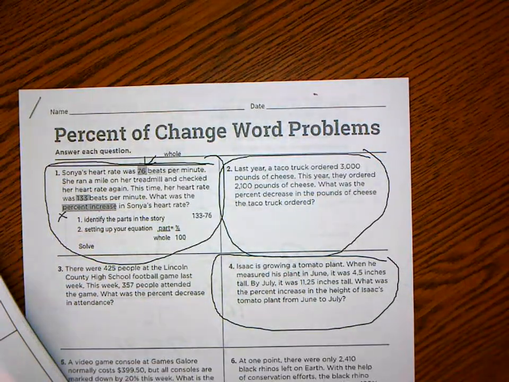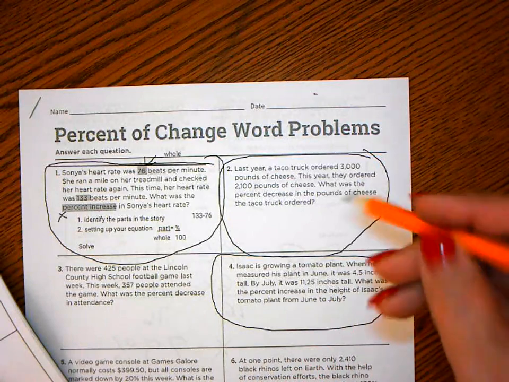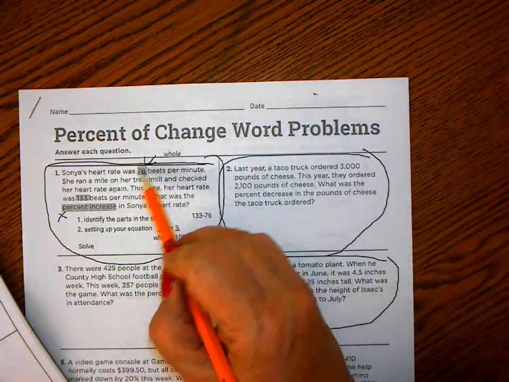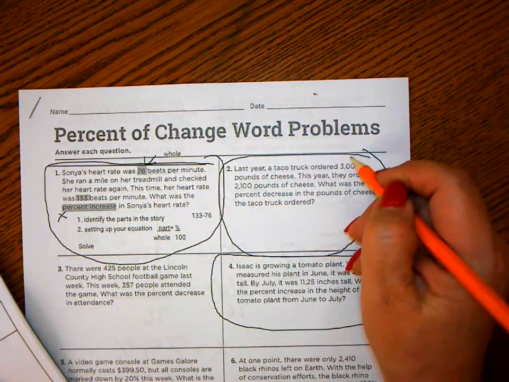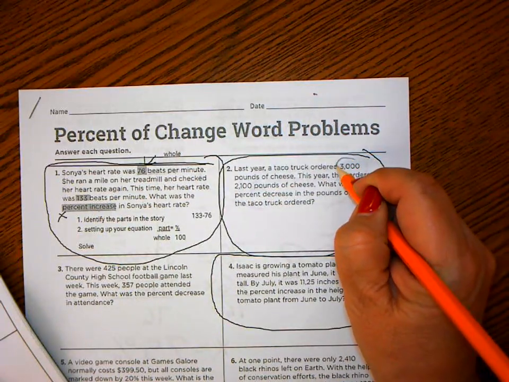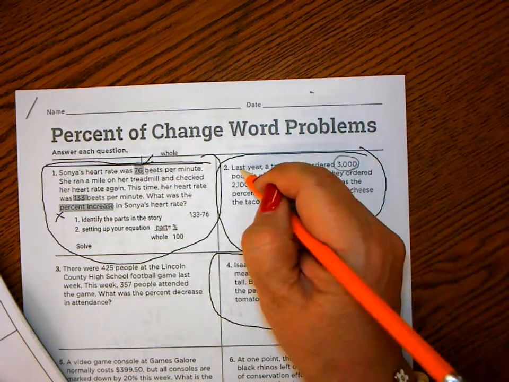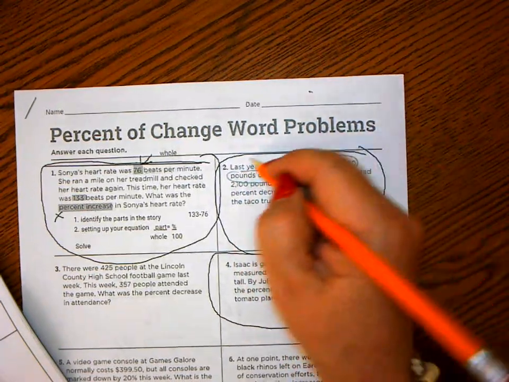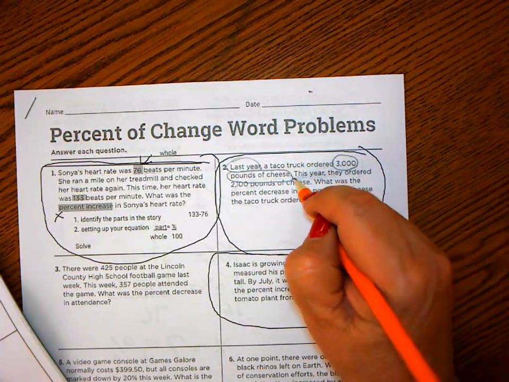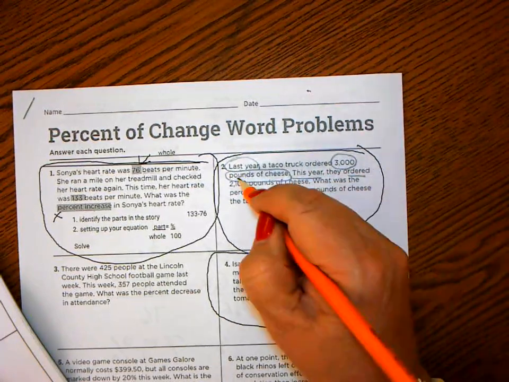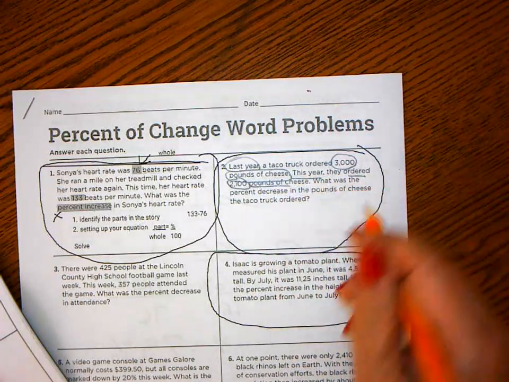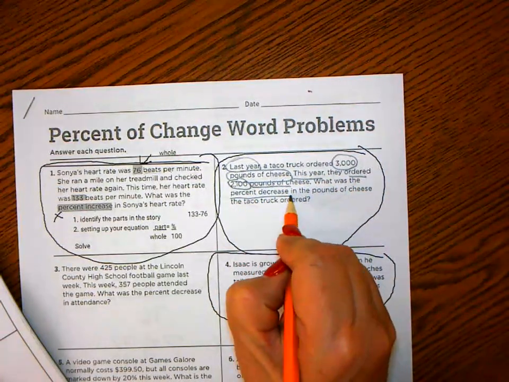So now we're doing a decrease. We're still following the same format. So I'm looking over here, and like I highlighted here, I'm going to circle: they ordered 3,000 pounds of cheese, and that was last year. This year, they ordered 2,100 pounds of cheese, and we need to look for the percent decrease.